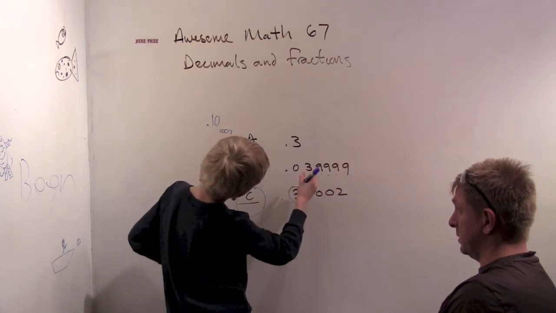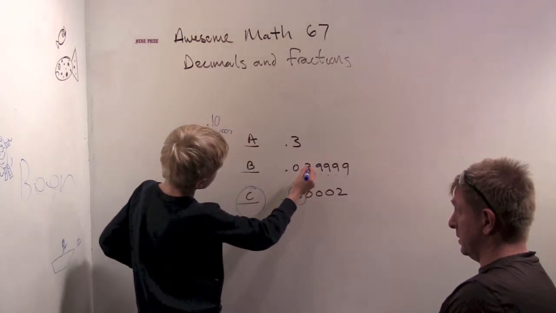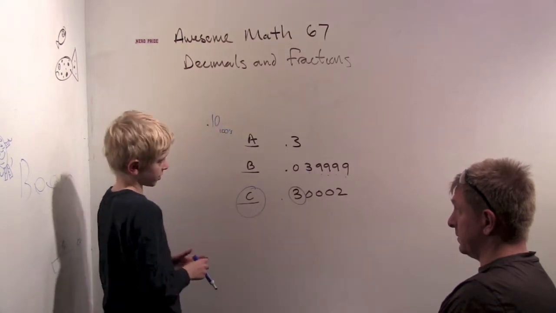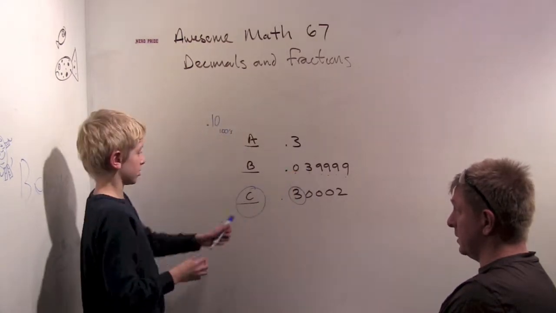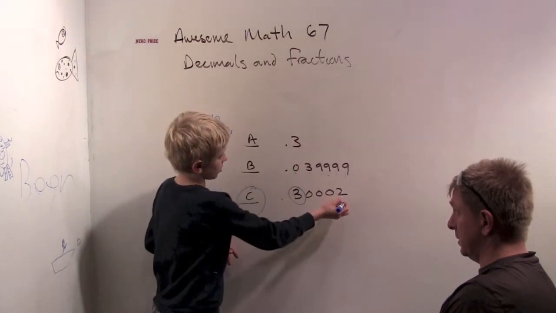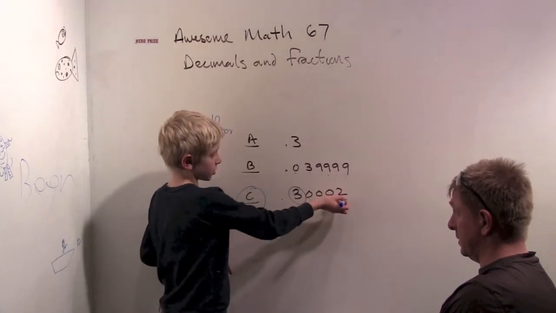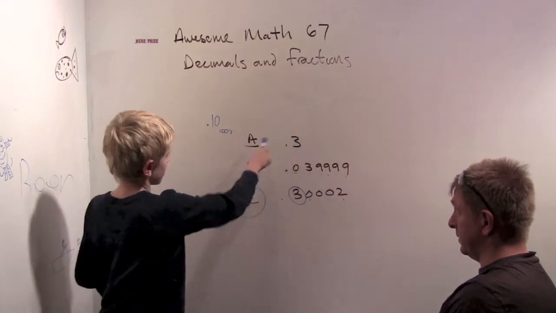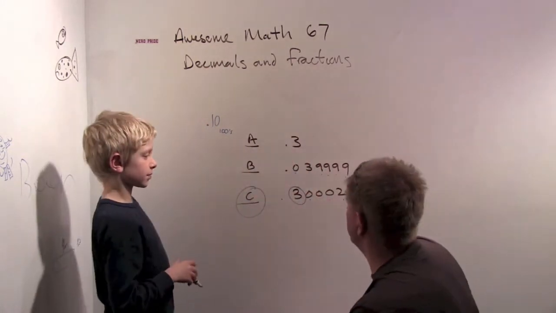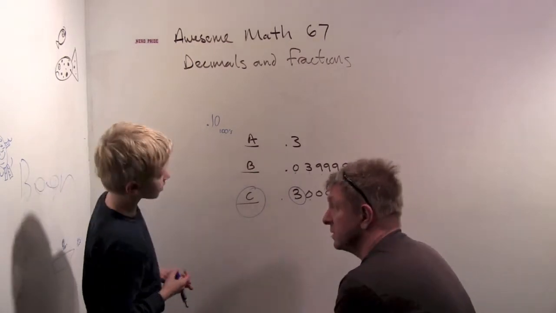You need 10 of the 1/100th digit to make 1 in the 1/10th. So this is bigger, and then you have this 0002, so it's just slightly bigger than A. Ooh, okay, very good. That's right. Interesting. So you know a little bit about decimals. Yeah, a little bit.